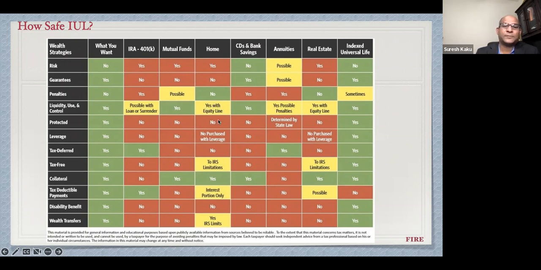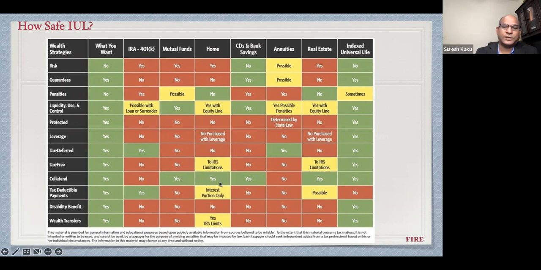Is it protected from downfall? No. Leverage? No, it's not purchased with leverage. And then, is it tax deferred? No. Is it tax free, up to the IRS limits, right? So when you sell your primary home, if you stayed at least 2 years in the house within the last 5 years, you can get up to $500,000 profit tax free. So that's this IRS limit.